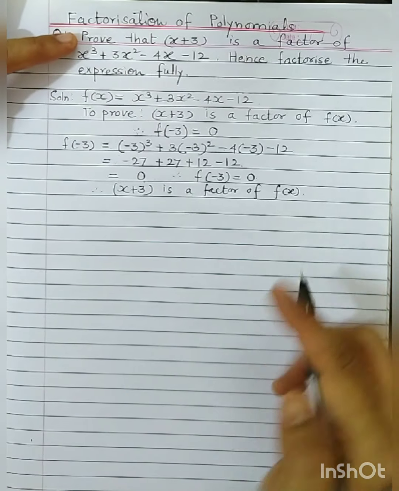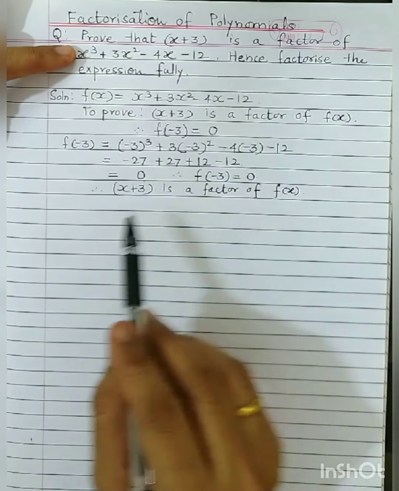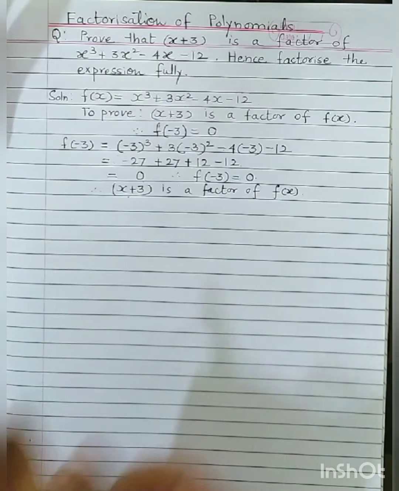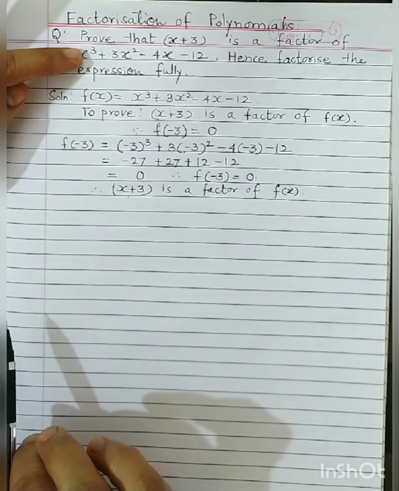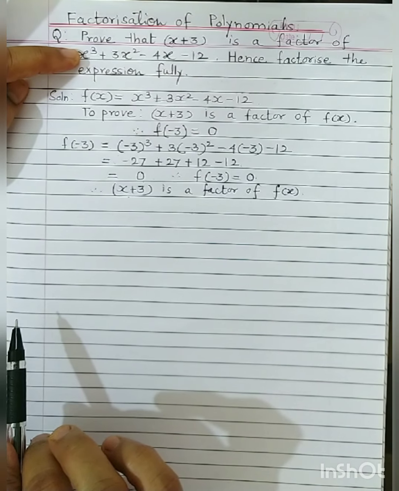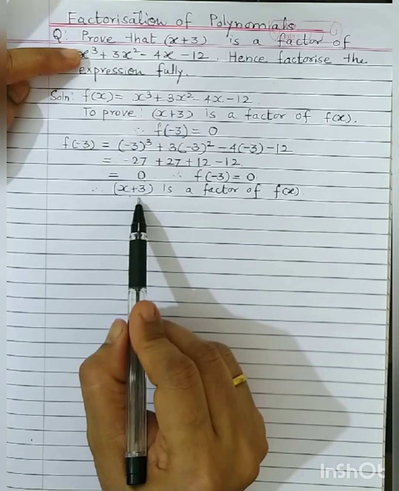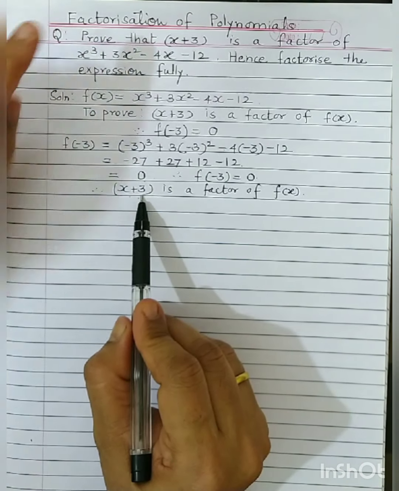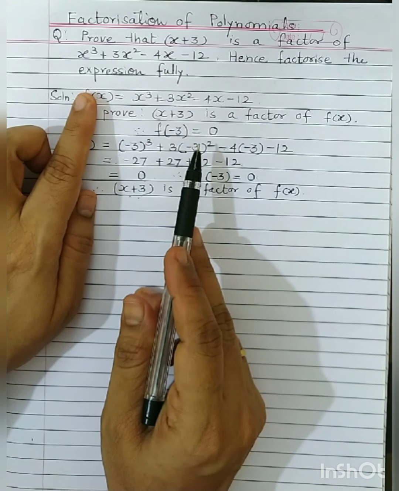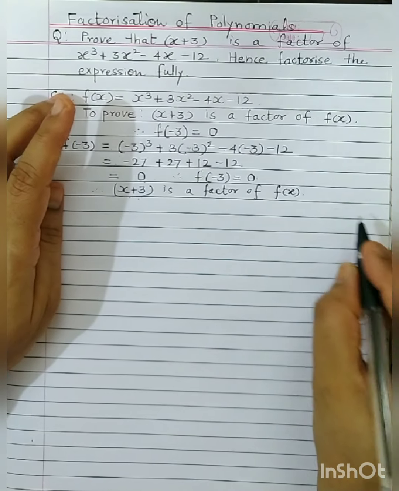Okay. Second is hence. Hence means what? Because x plus 3 is a factor, hence factorize the expression fully. Now we need to factorize this expression fully. So what is the procedure here? X plus 3 is a factor. So with x plus 3 we will divide this f of x. We shall be getting the other factor. I'll just show you in simple working.